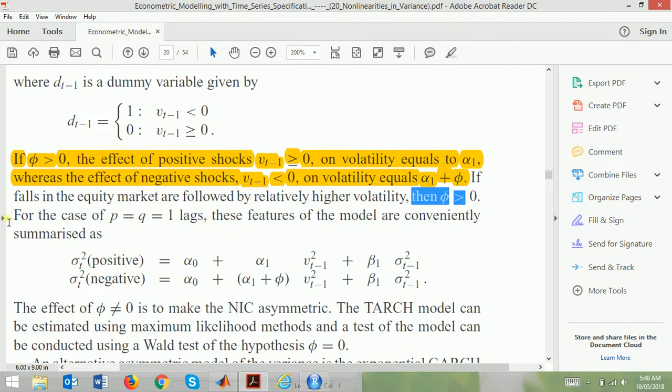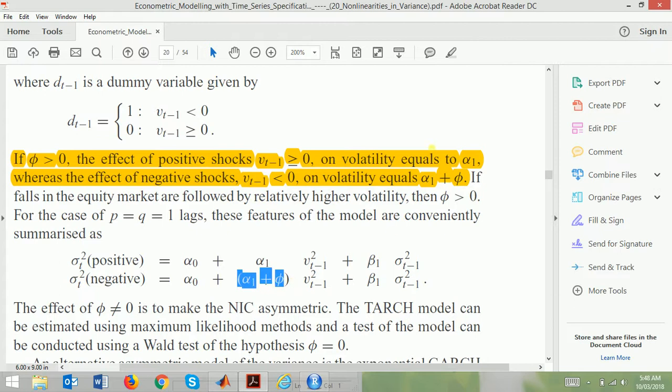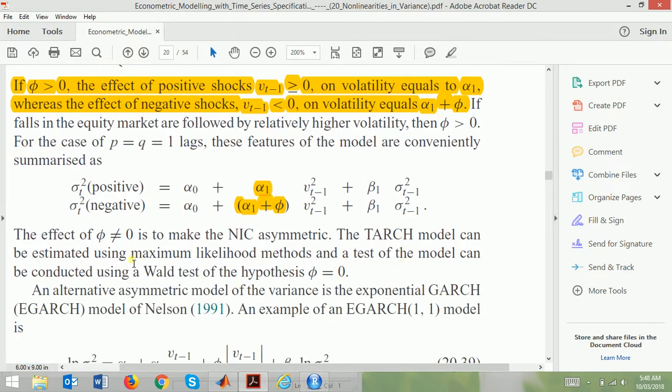For the case of P equals 1 lag, these features of the model are conveniently captured: if positive we have alpha 1, if negative we have alpha 1 plus phi. That's all. So these particular parameters will capture the effect of shocks on volatility. If you draw the line or plots, it will actually give you the effect of shocks, and that's amazing, right? The effect of phi not equal 0 is to make the NIC asymmetric.